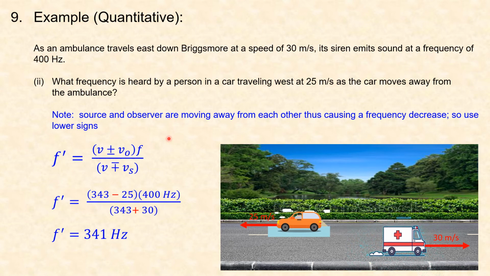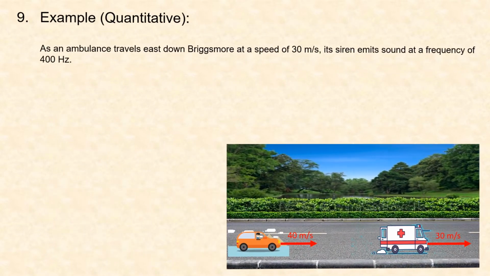Here we have the Doppler frequency of 341 hertz. Notice that if the original frequency of the sound is 400 hertz, as that car passes the ambulance, it will measure a frequency of 341 hertz, which is clearly less. So here we see a decrease in the frequency due to the Doppler effect.